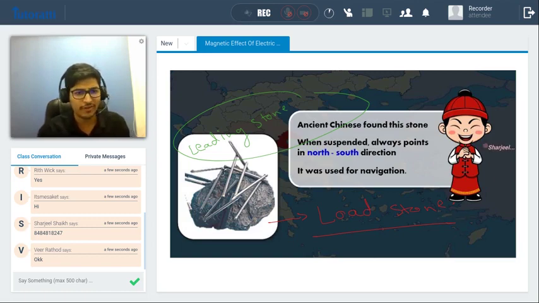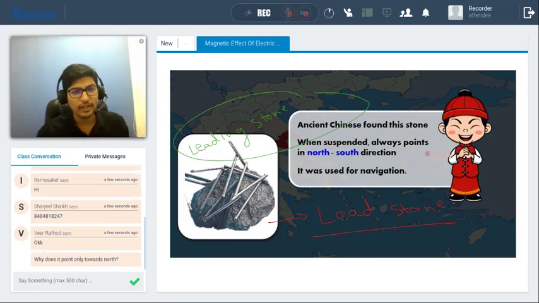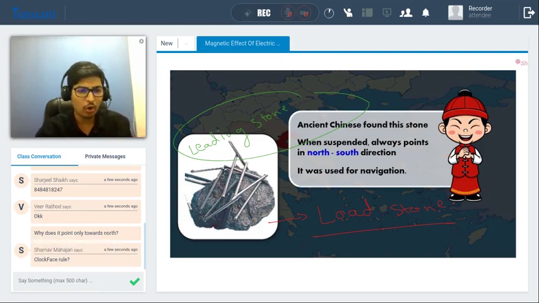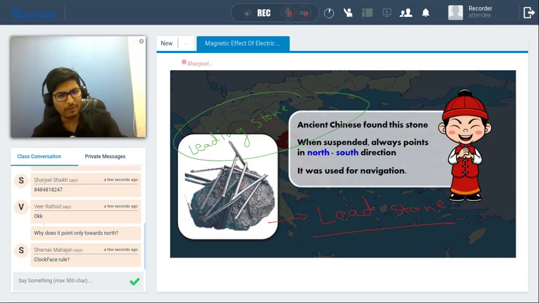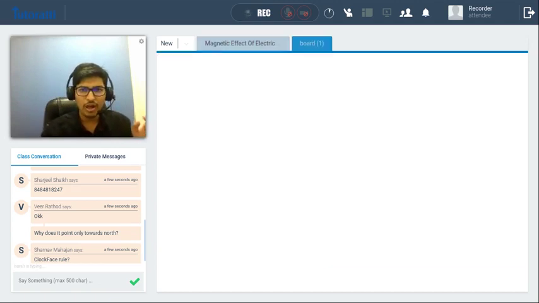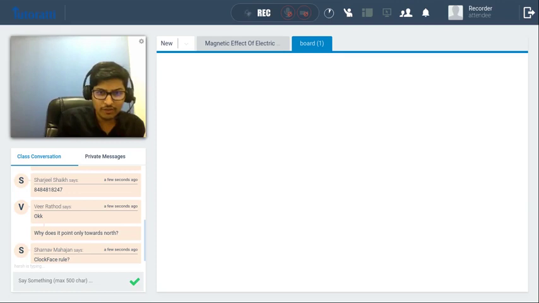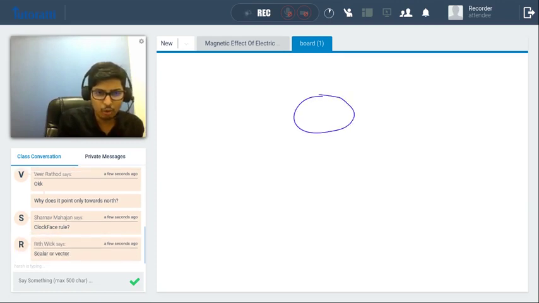Apart from this, at any point of time, if anyone has any other question or doubt, let me know. Why does it point only towards north? No, it doesn't. It points towards north and south because it aligns itself with the Earth's magnetic field. The Earth is a giant magnet. We know this already. Okay, Shranav, I'll talk about the clock face rule today, but let me first start off with the basic things. As far as the Earth is concerned, there's this molten core.